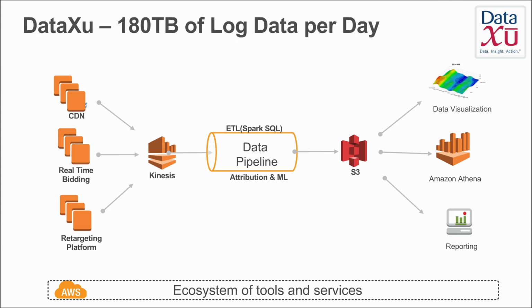They process roughly about 180 terabytes of log data per day, significant. They pipe this data into Kinesis, and they run large EMR clusters. They use Spark SQL, they use Spark machine learning for attribution and preparing this data set, and they push this data set into S3, where in turn they use Amazon Athena, so that this data is opened up to all their analysts within the organization for them to be able to query it. And they don't have to manage any infrastructure, they don't have to manage concurrency, they don't have to manage scale.